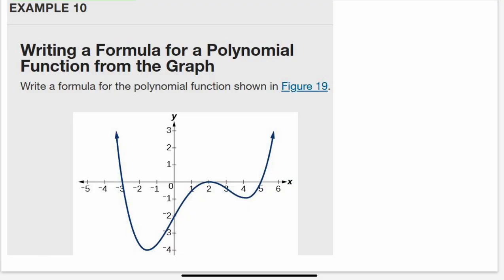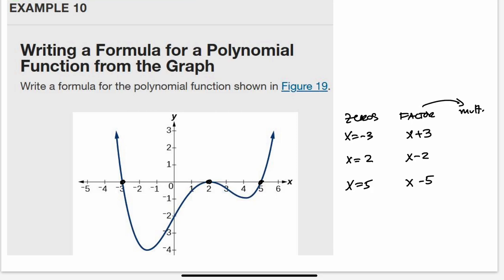Writing a function from this graph. So when I look at this, the first thing I notice is that I have zeros here, here, and here. So I know that my zeros are x is equal to -3, x is equal to 2, and x is equal to 5. If those are my zeros, then the associated factors are going to be x plus 3, x minus 2, and x minus 5.